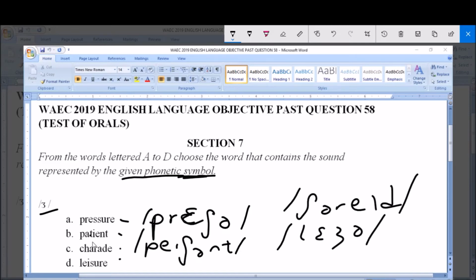So from the transcriptions we have done, we see that in option D, leisure, you have the ʒ consonant sound present there, and that is the given phonetic symbol. Hence the correct answer is D, leisure.